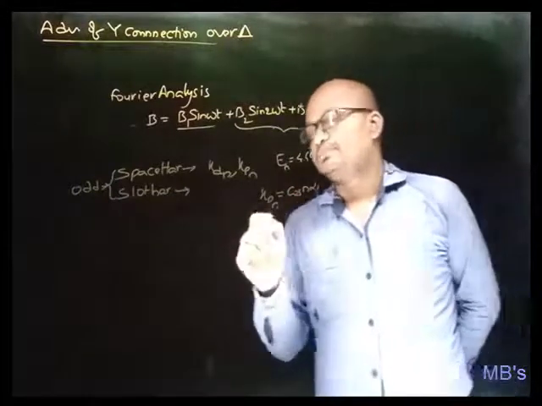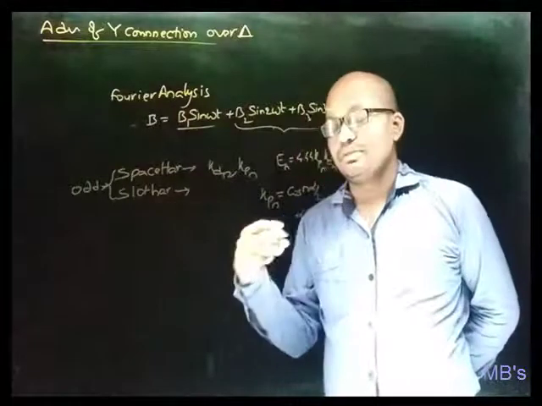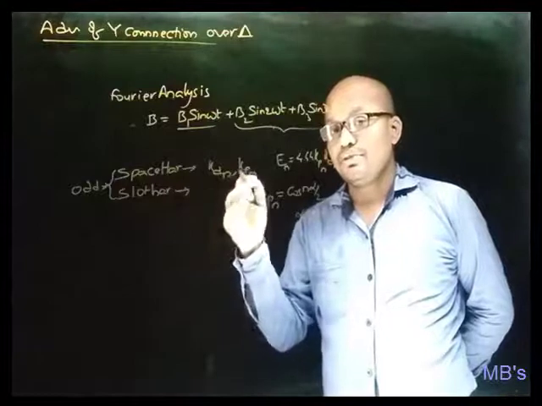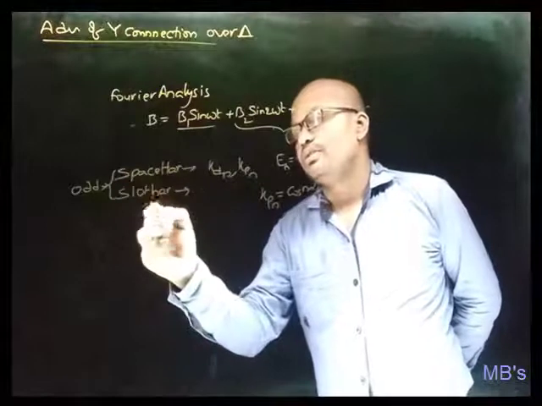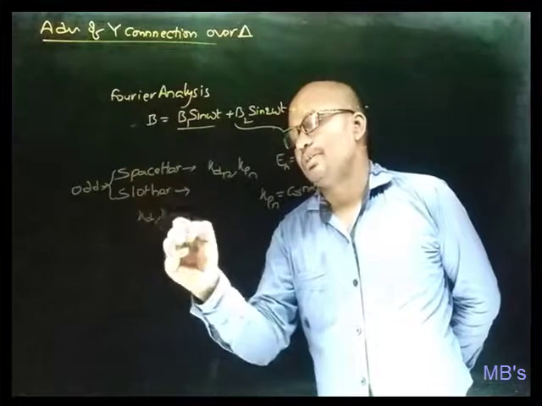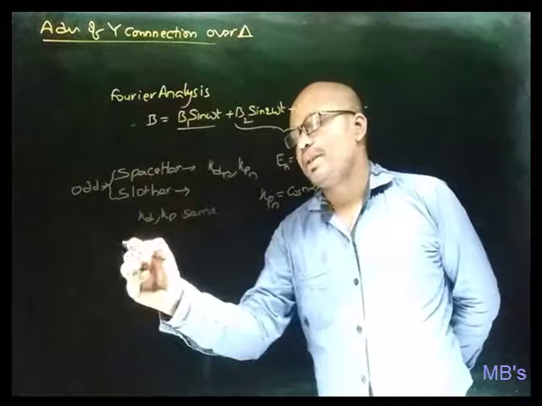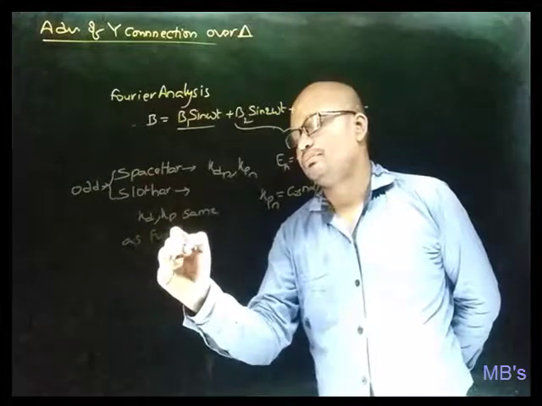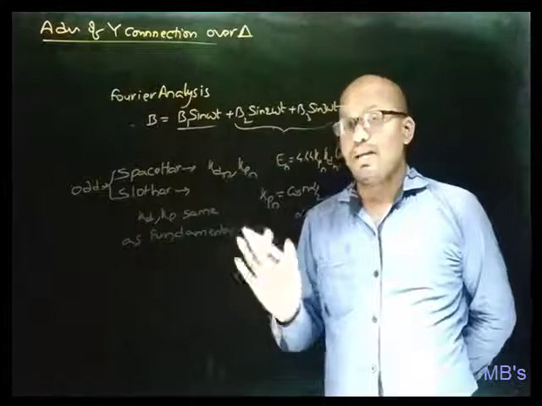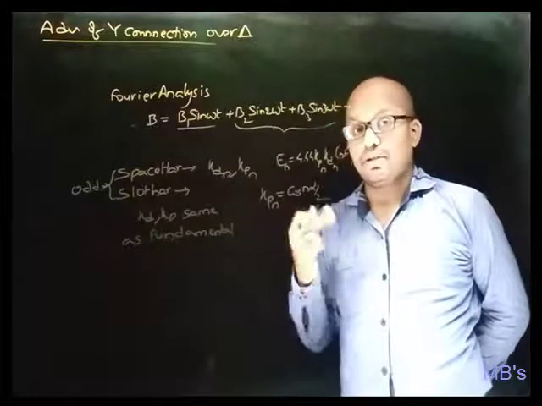Next, slot harmonics. Slot harmonics can't be eliminated. They can be reduced by skewing and by using fractional short pitch winding. And slot harmonics have Kd and Kp, meaning distribution factor and pitch factor, the same as the fundamental. Okay, remember that. Now let's discuss the advantage of star over delta.